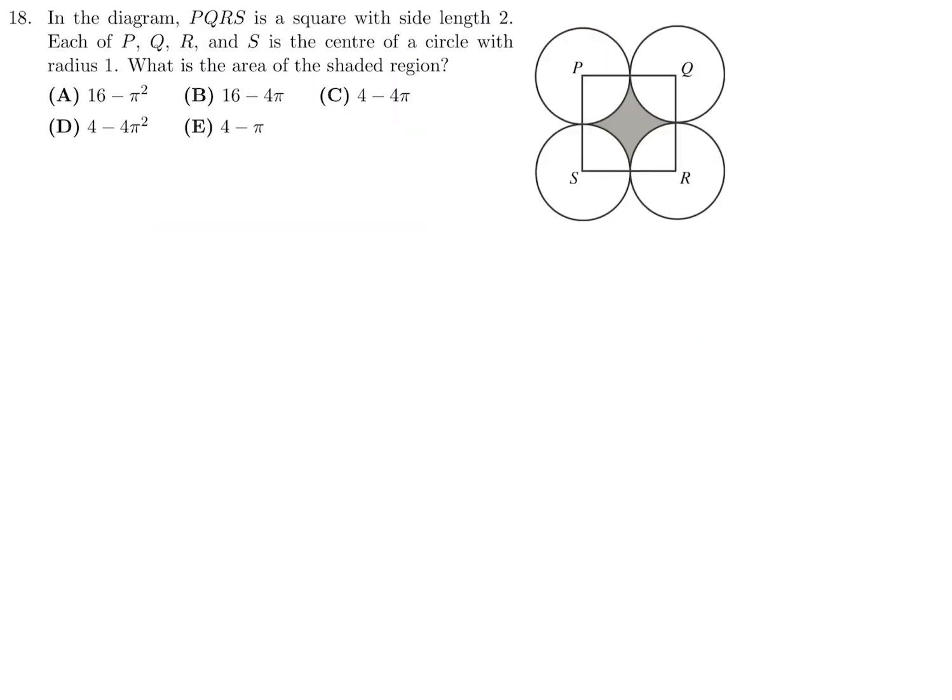In the diagram, PQRS is a square with side length 2. Each of P, Q, R, and S is the center of a circle with radius 1. What is the area of the shaded region?